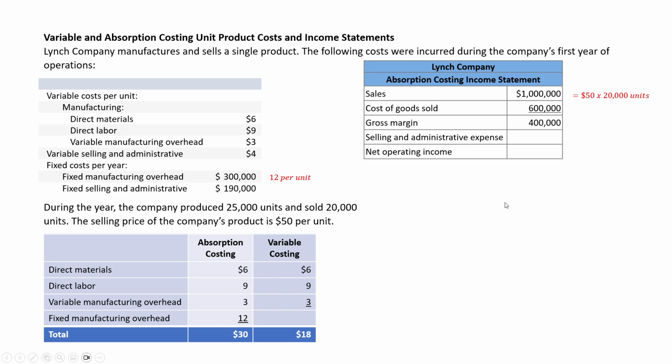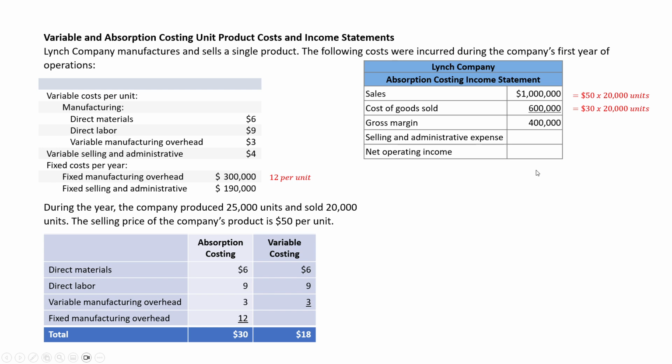Cost of goods sold, again, is going to include, doesn't matter if it's variable or fixed, all of our product costs using absorption costing. That's $30 per unit times 20,000 units sold. Again, it's important to use the number of units sold. That is $600,000 in cost of goods sold. Subtract that from the sales of $1 million, and we have what's called gross margin, or gross profit, of $400,000. Now, to this point, we've only subtracted out our product or manufacturing related costs.